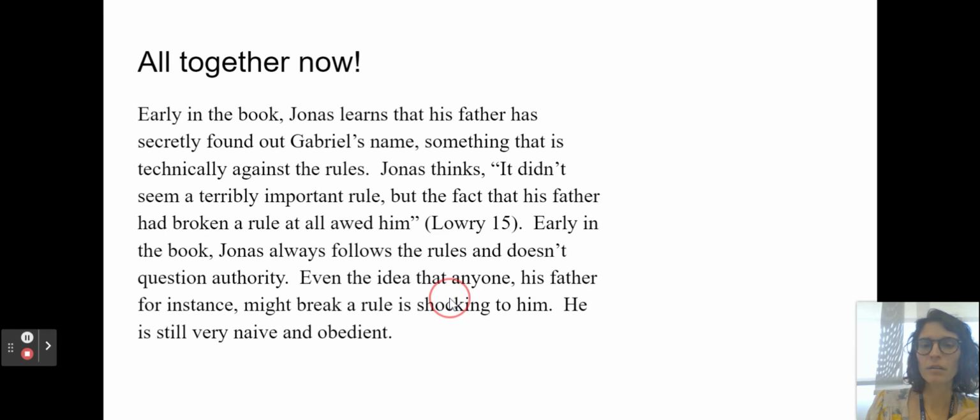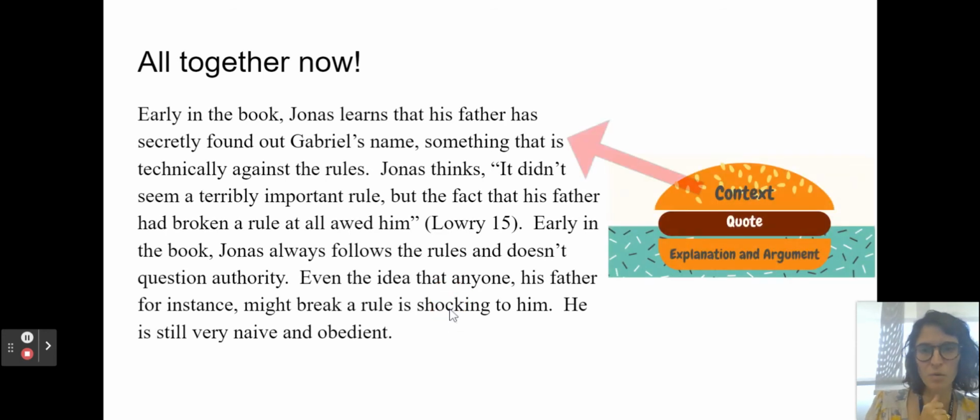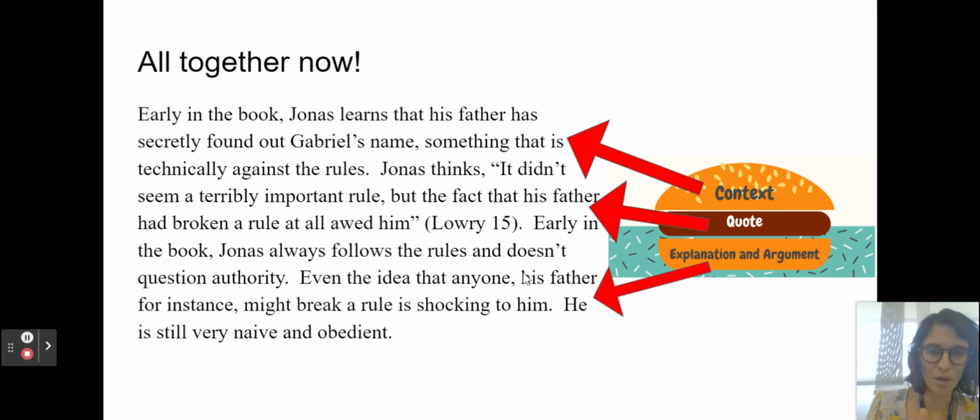So altogether, this is how a quote sandwich would look. Context, quote, reasoning, explanation, argument. I know it says early in the book and early in the book. In my editing, in my proofreading, I need to fix that one. But this is how it looks all together.